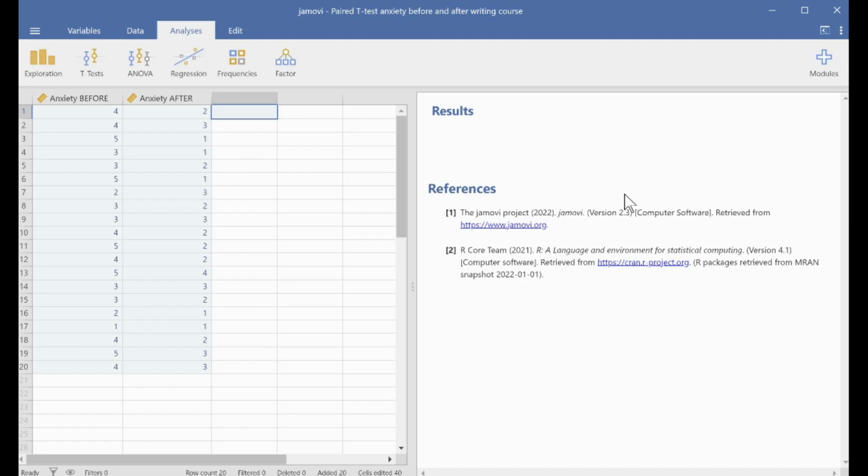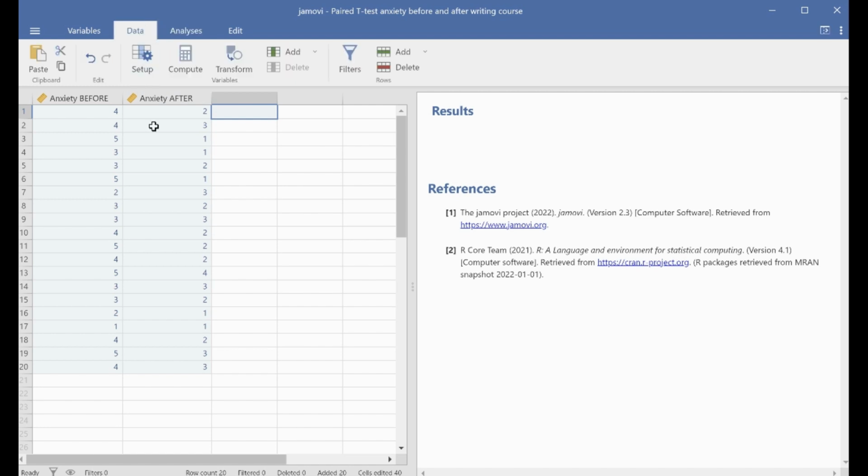As you can see, I've opened up JAMOVI on the start page. Let's start by looking at the two variables I have here. Remember, our research question dealt with the level of anxiety a student had before taking a writing class and the level of anxiety they had after the class. So I have two variables, anxiety before and anxiety after.